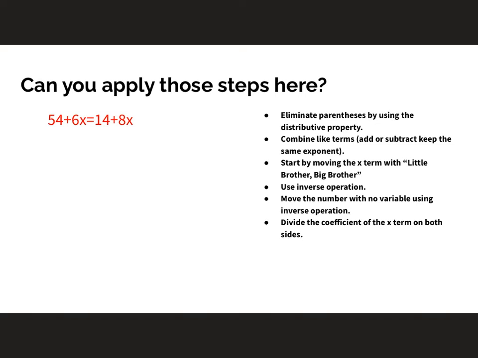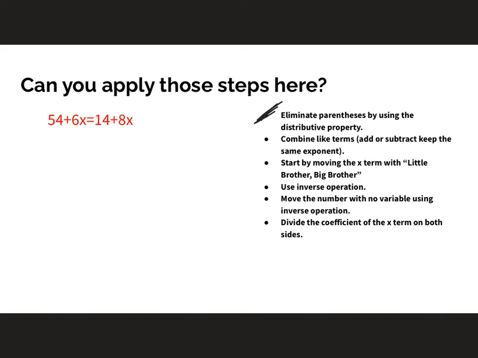What I've done right here is put the steps for us on the right side. Let's go ahead and apply those steps here. I've got the problem 54 plus 6x equals 14 plus 8x. My first step tells me to eliminate parentheses by using the distributive property. Well, if you look at my problem, I have no parentheses. So I'm done with that one. You can go ahead and cross that out.